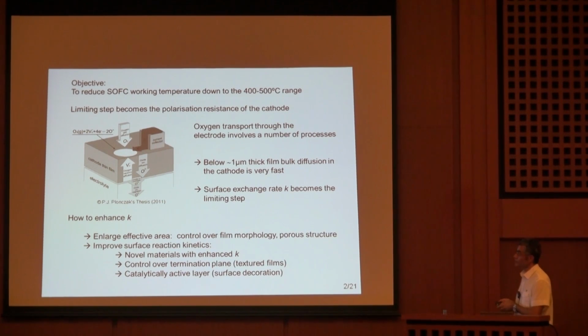fuel cells. So, of course, there are several strategies to enhance this surface exchange rate. One is just a geometrical effect, by enhancing the effective area of the cathode. This comes through control over the film morphology, by building porous structures, for instance. But if one comes to the intrinsic kinetic properties of the material, you need to work on novel materials, new materials.